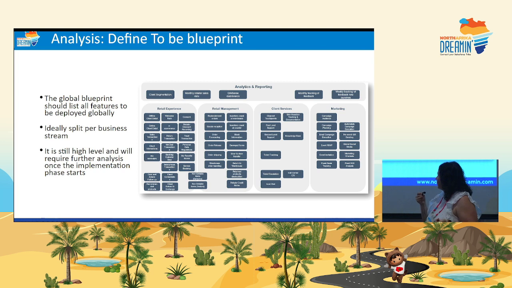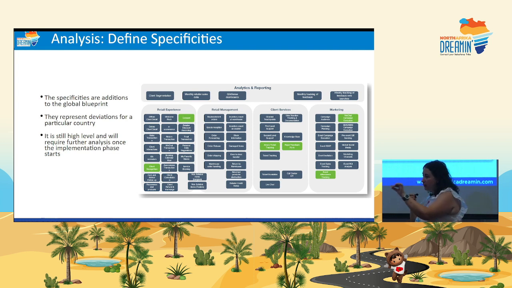The second example we have here is, once you have built the blueprint, what it's going to be, you also identify those specificities, the deviations that you are going to build for each country, okay? So it's still high level, like in the global template, should be covering all the markets, and you really identify those that are only for one market, okay?